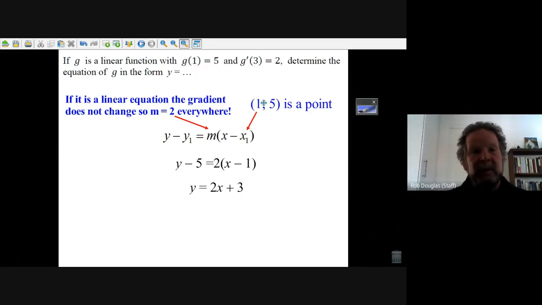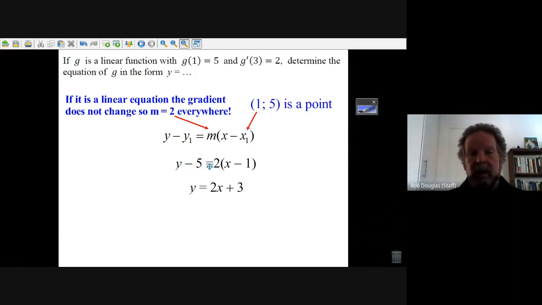Well, they've given us a point, but when they said that the derivative at 3 is equal to 2, well, that's nice. The gradient's 2. But if it's linear, the gradient is 2 everywhere. So we can just write down our equation for the gradient of a line. The gradient is 2 right there. The point we're given is x is 1 and y is 5. We just put it into the point-gradient formula, and we've got the equation of g.